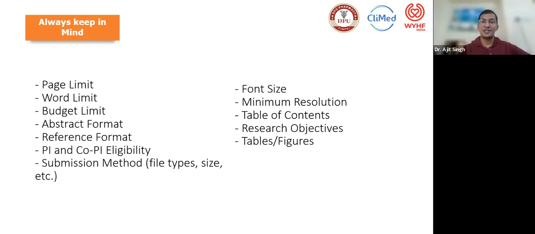What is the size of the file? What is the type of the file they ask? Like, they ask in PDF, they ask in JPG, they ask in Word file. What type of files they're looking for? Okay. Then page limit, word limit.